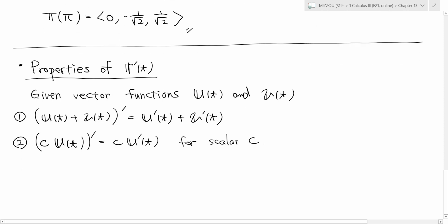Okay. This is also obvious because what you do to multiply c to a vector function is you just multiply the scalar c to each component and take the derivative.